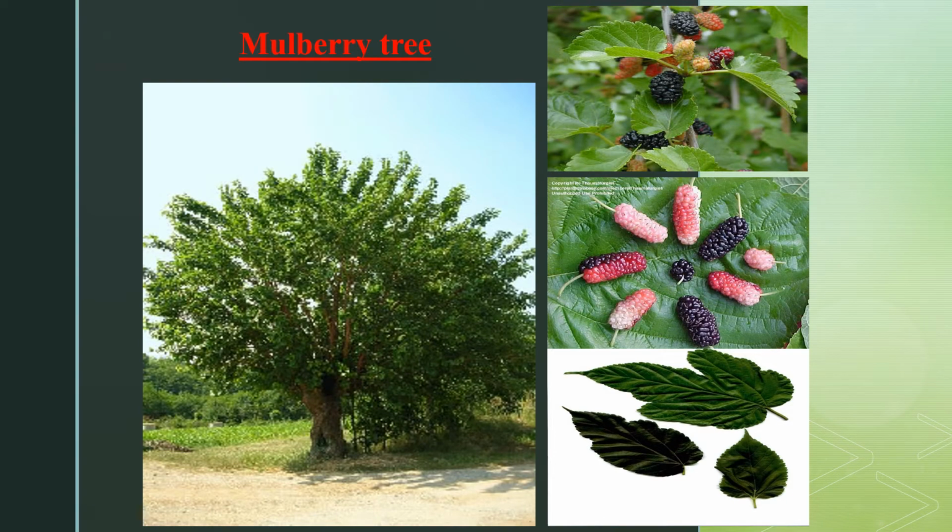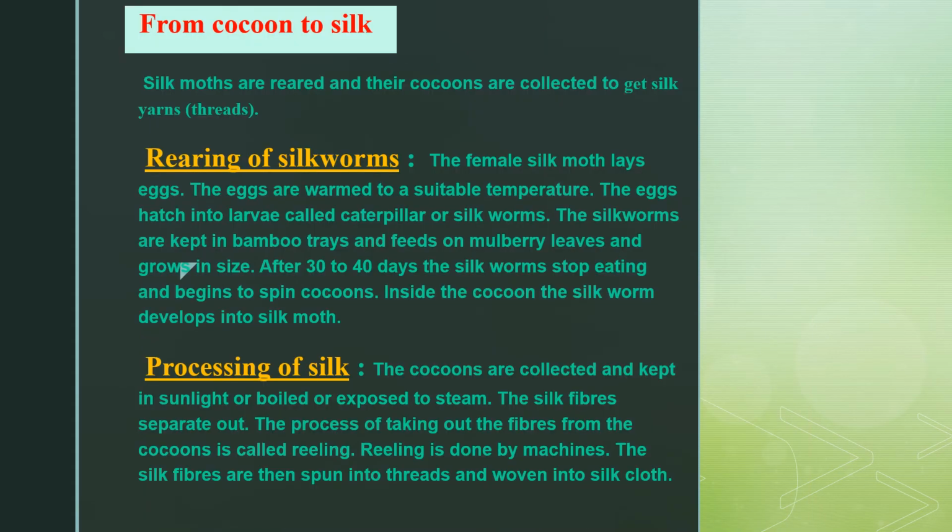This is the mulberry leaf, mulberry tree. Mulberry tree, the mulberry fruit and the leaves. Silk moths are reared and their cocoons are collected to get silk, yarns or threads. The silk moth female lays the eggs. The eggs are warmed to a suitable temperature. The eggs hatch into larvae called caterpillar or silkworms.